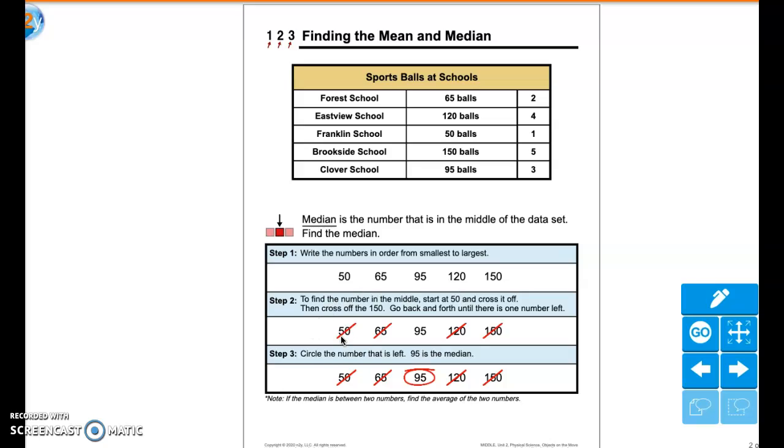So once you have the numbers in order, you're going to find the number in the middle. So you're going to cross off the ones on the ends first. One here and one here. And then you're going to do the second one, and the second one on this side, and there's only one number left. So that number is the number that you circle, and that's the median. So that's all that means. You're finding the number in the middle.